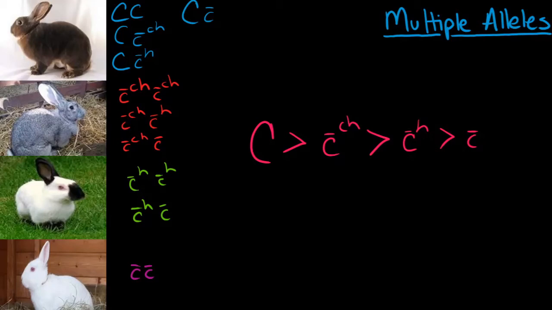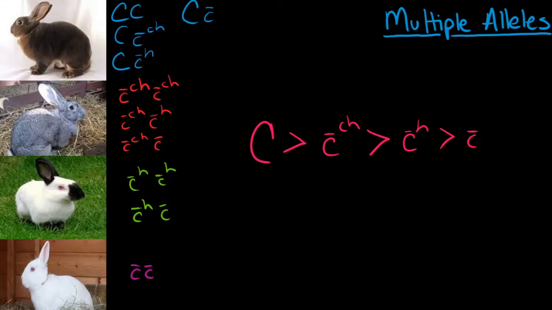Now, like with many other traits, there are a number of environmental factors and chemical factors that can come into play here that determine the exact coat color and the exact nature of the expression of the coat color. But in general, you have these 4 categories based on the multiple alleles here.